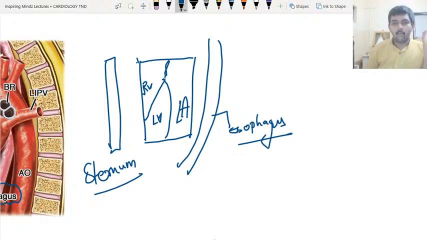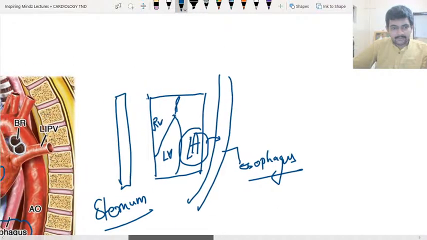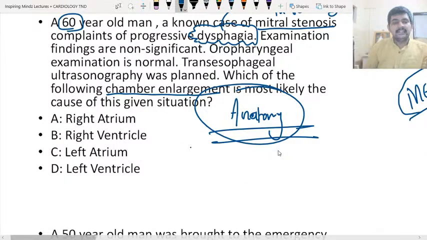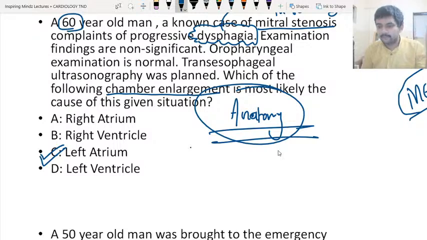What will happen if your left atrium enlarges? Very simple. It will compress the esophagus and cause difficulty in swallowing, right? So that is what they have asked here. The answer to this question becomes the left atrium, right? Correct? Okay, great. Fine.